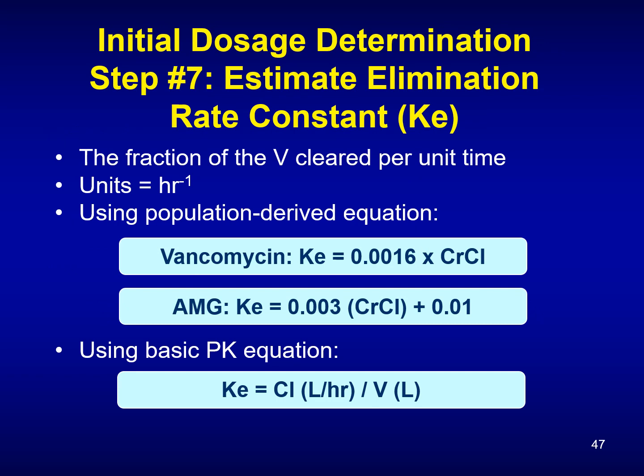Step 7 is to estimate the elimination rate constant, Ke. This is the fraction of V cleared per unit time. We use the following population-derived equations. For vancomycin, Ke equals 0.0016 times creatinine clearance. For aminoglycoside, Ke equals 0.003 times creatinine clearance plus 0.01. We can also estimate Ke using a basic PK equation, which is clearance in liters per hour all over V.